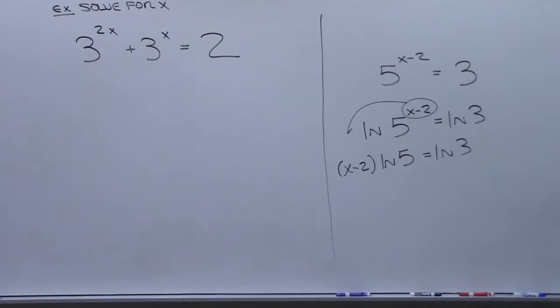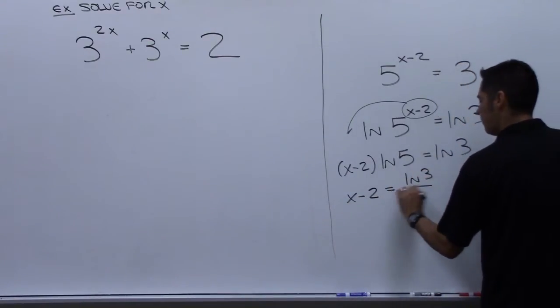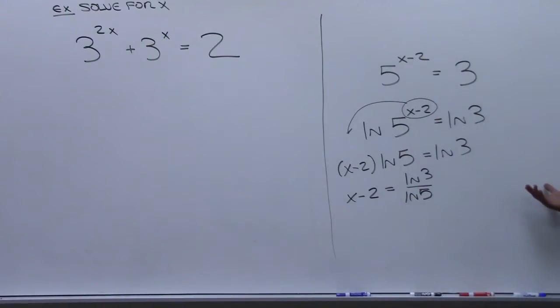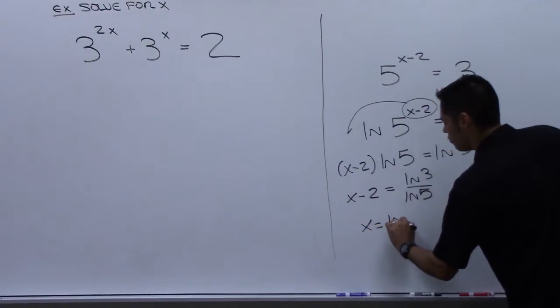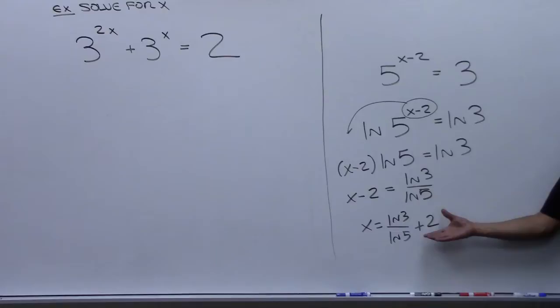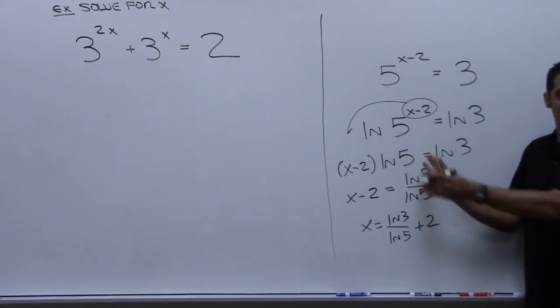And then at this point, I could just divide by natural log 5 on both sides. Then I don't need the parentheses anymore. And then I could add 2 to both sides. So I get x equals natural log 3 over natural log 5 plus 2, whatever that is, and I can get my calculator out and do that if I wanted to. The idea that I want you to remember is that we brought in the natural log on both sides so we could drop the powers down.